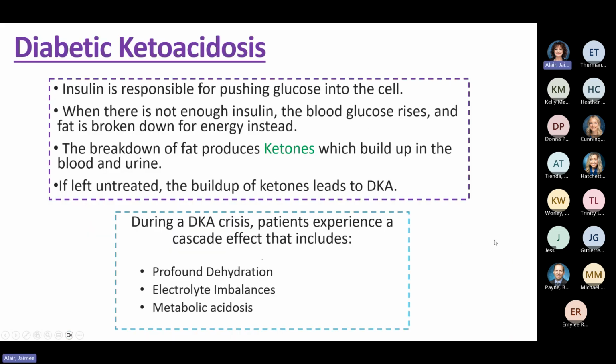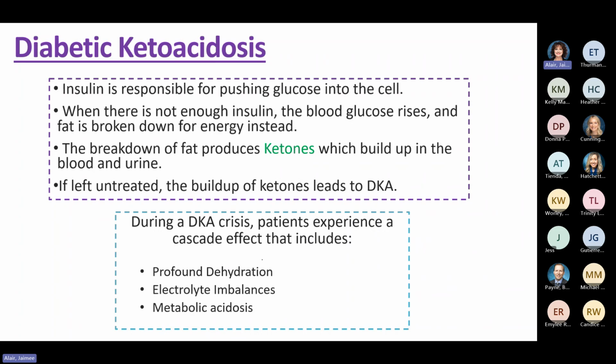When the ketones rise in the body, DKA occurs, or diabetic ketoacidosis. Insulin is responsible for pushing the glucose into the cells. So when there's not enough insulin, the blood glucose rises and fat is broken down for energy instead. When the fat is broken down, ketones occur. If left untreated, the buildup of ketones is what leads to DKA.